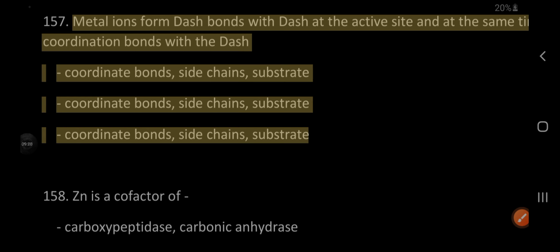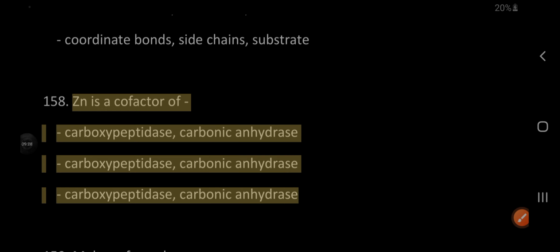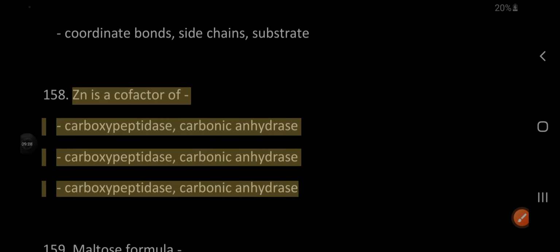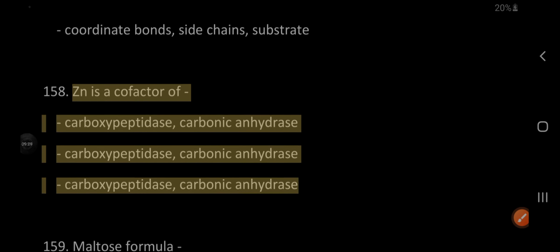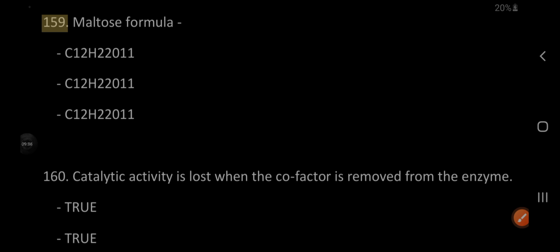158. Zinc is a cofactor of carboxypeptidase, carbonic anhydrase. 159. Maltose formula. C12H22O11.